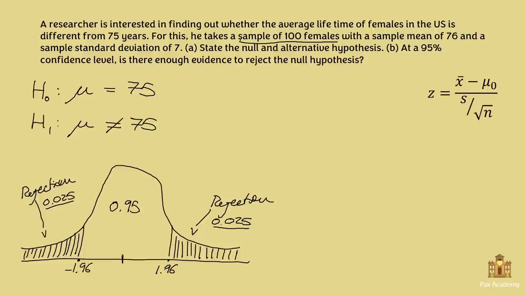So now we have our critical value. And now, in order to know whether we can reject the null hypothesis, we need to find out the Z value and then see whether it falls inside the rejection region or outside the rejection region. If it falls inside the rejection region, we reject H0. If not, we fail to reject H0. So let's find this Z value.